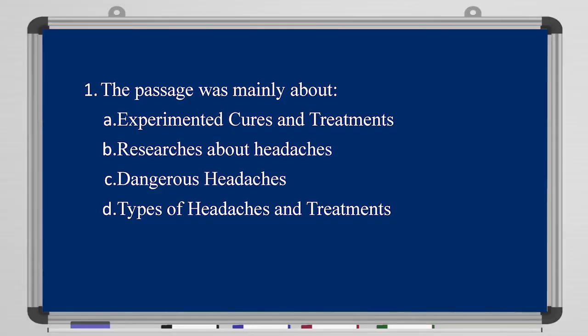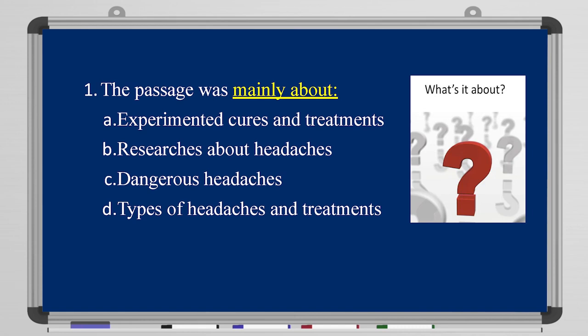I hope you were able to get all of that. Go back to it and read it at your own pace and try to understand it very well. Let's look at question number 1. The passage was mainly about... Here the key word is mainly. What is it about? Is it about experimental cures and treatments, research about headaches, dangerous headaches, or types of headaches and treatments? It is very easy. It is the types of headaches and treatments.